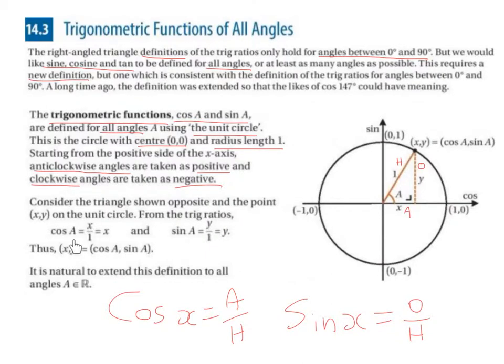Thus, x comma y is equal to cos of A comma sine of A. Because remember, cos of A is equal to x, and sine of A is equal to y. So x comma y is equal to cos A comma sine A. So this point here on the unit circle, this point xy, is actually cos A, sine A. It is natural to extend this definition to all angles of A in the real number set.